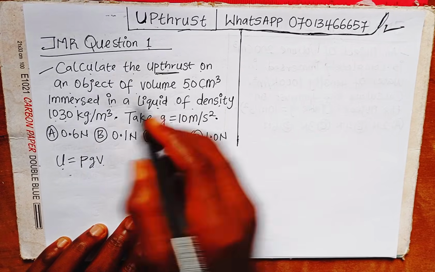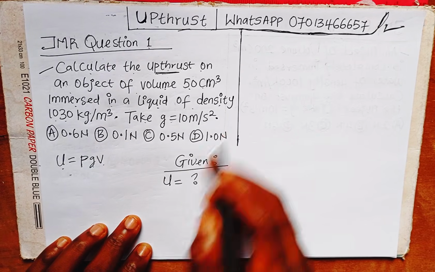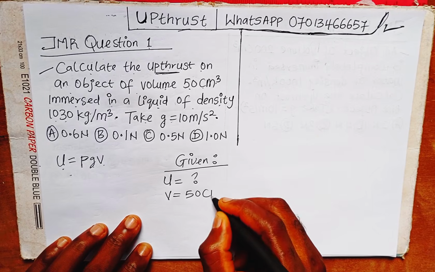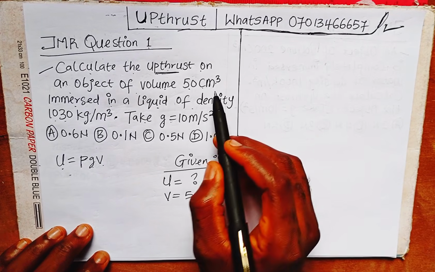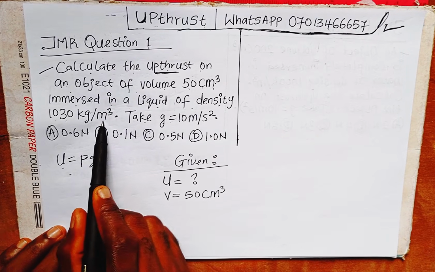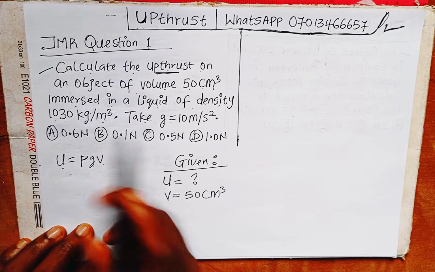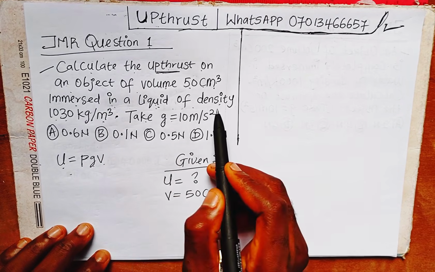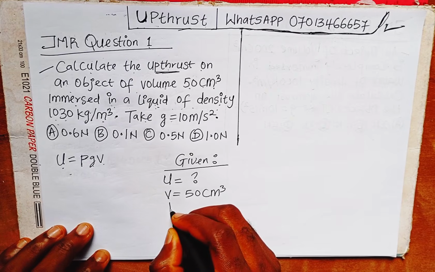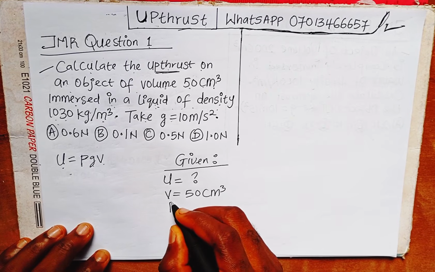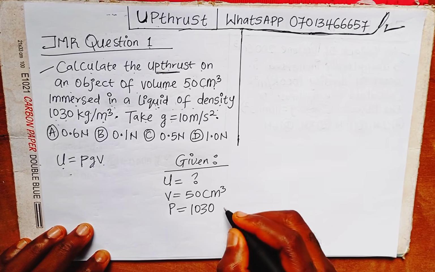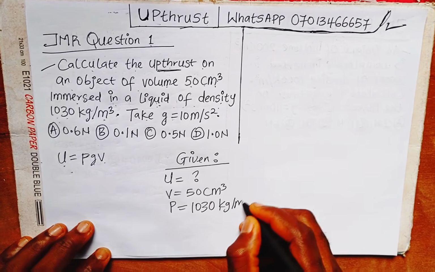They gave us an object of volume, 50 cubic centimeter. Volume equal to 50 cubic centimeter. See the wahala, they give us cubic centimeter here, then give us meter cube, or cubic meter, here. Immersed in a fluid, that is, inside a liquid of density. This is the density of the liquid, which is P, equal to 1030 kilogram per cubic meter.